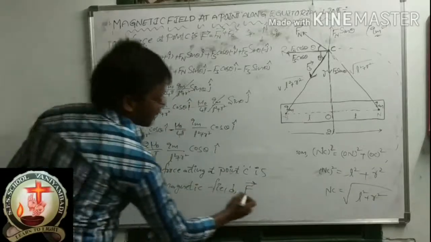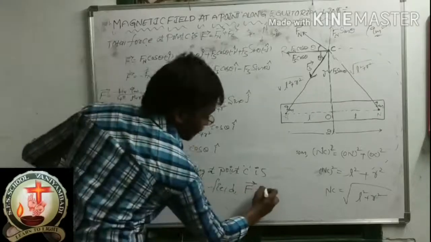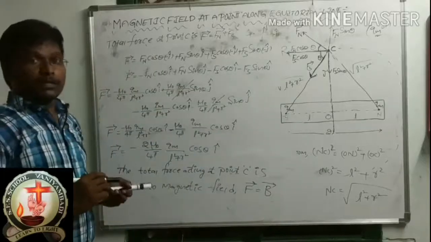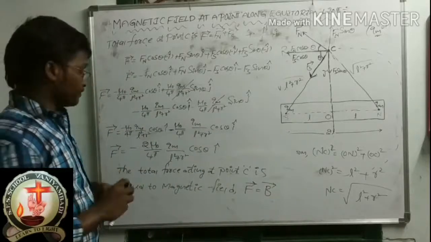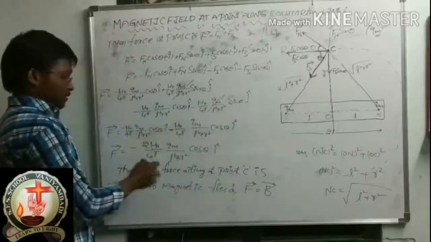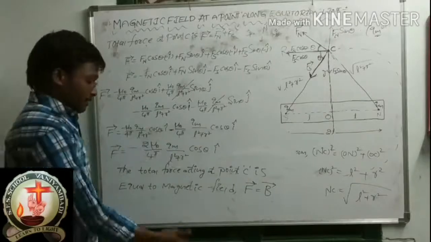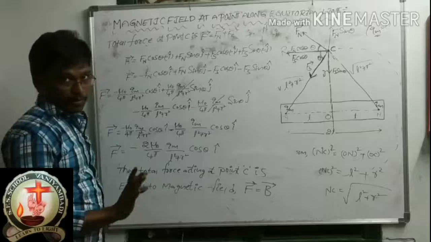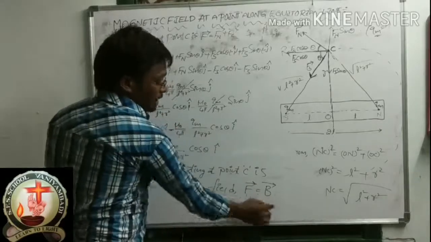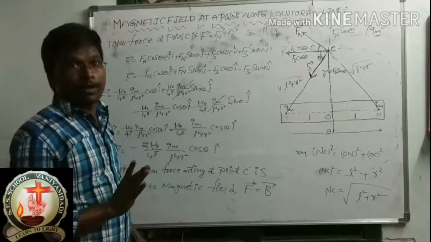So F bar is equal to total force. F bar is equal to magnetic field. Which term can we denote it by? B bar. Okay, just remember this step. It's important. The total force acting at point C is equal to magnetic field. Which term can we indicate it by? B. So F is equal to B. This step is a fixed step. We can remember that. F is equal to B.